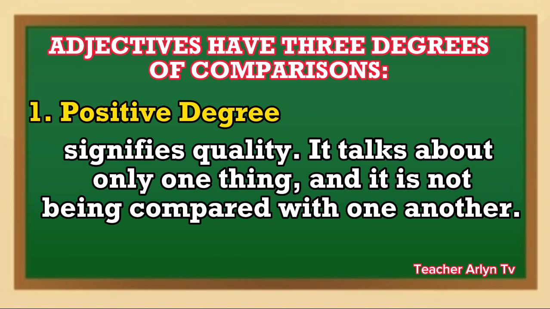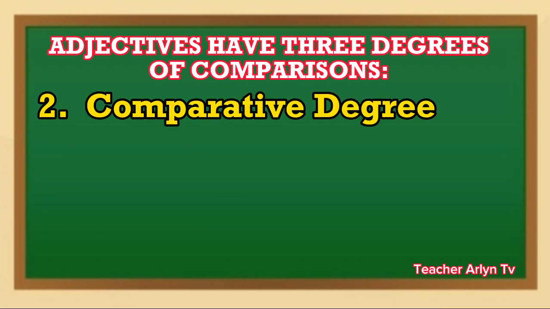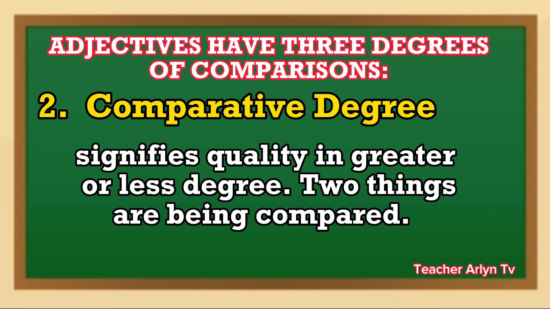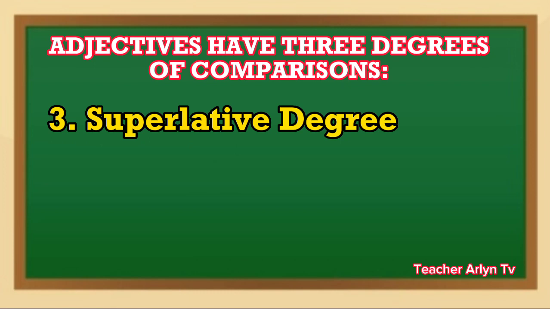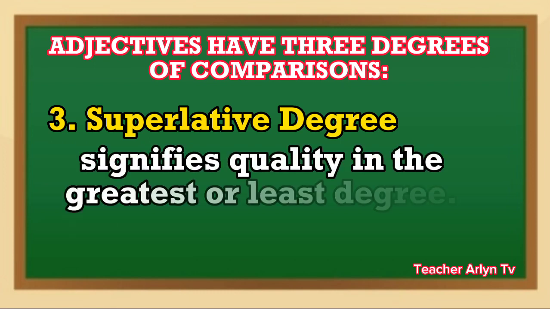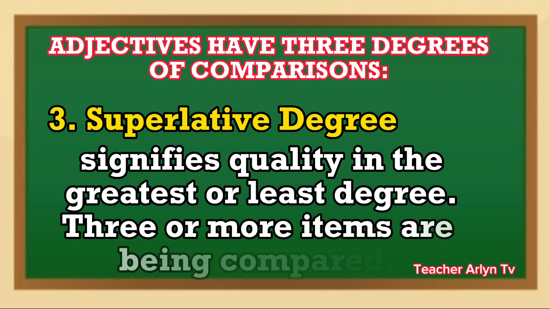Positive degree signifies quality. It talks about only one thing and it is not being compared with one another. Comparative degree signifies quality in greater or less degree. Two things are being compared. Superlative degree signifies quality in the greatest or least degree. 3 or more items are being compared.